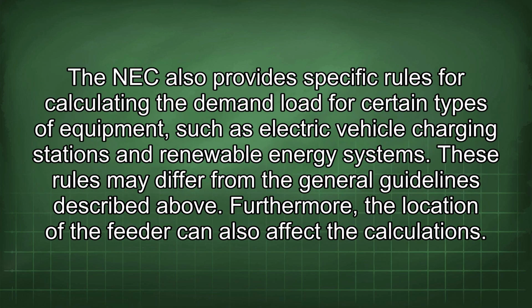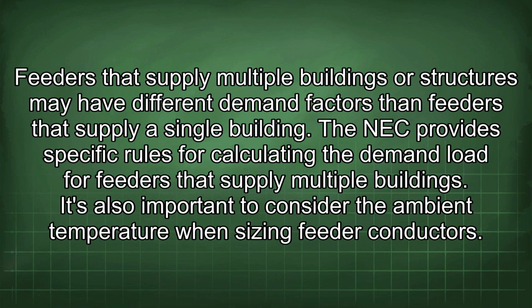The NEC also provides specific rules for calculating the demand load for certain types of equipment, such as electric vehicle charging stations and renewable energy systems. These rules may differ from the general guidelines described above. Furthermore, the location of the feeder can also affect the calculations. Feeders that supply multiple buildings or structures may have different demand factors than feeders that supply a single building. The NEC provides specific rules for calculating the demand load for feeders that supply multiple buildings.